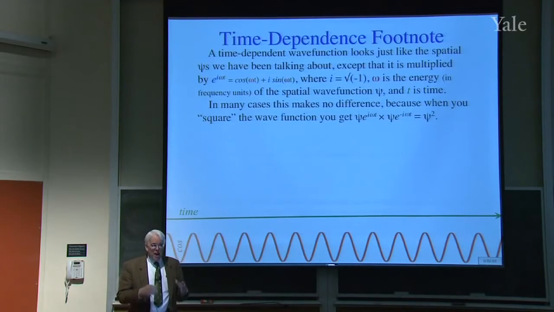Because when you square the wave function to get the probability density at any given time, you multiply psi times e to the i omega t times psi times e to the minus i omega t. That's how you do squaring with complex numbers. Multiply by the complex conjugate.